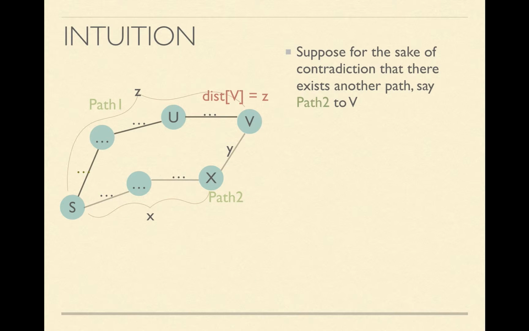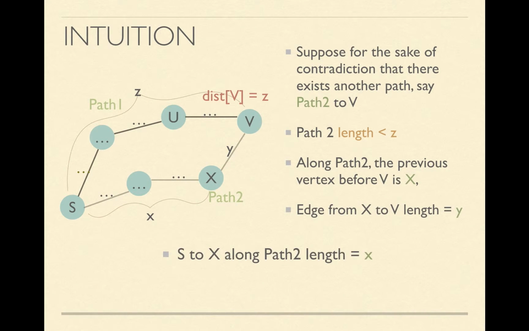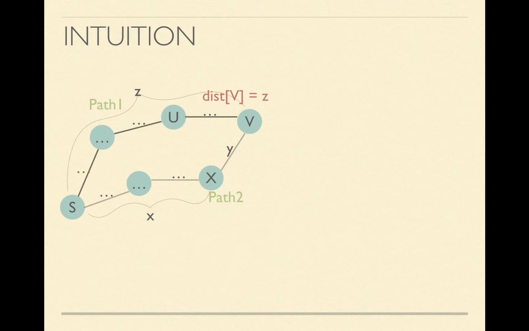Suppose for the sake of contradiction that there exists another path, say path 2, to v that is shorter than path 1. Say vertex x is the previous vertex to v along path 2. The edge from x to v has length y. The source is at distance d from vertex x. So path 2 will have a total length equal to d plus y. By assumption, we know that d plus y is less than z.